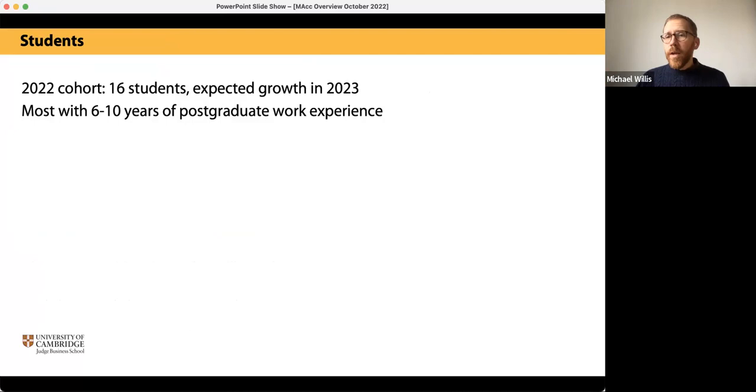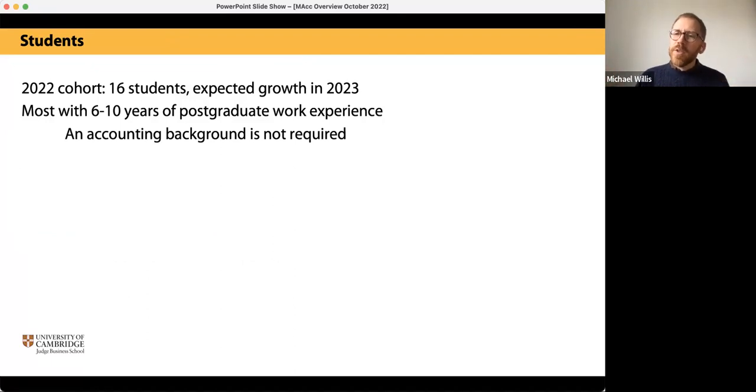Some have more. We have students who are much more senior than 10 years of work experience, with students with 20, 25 years of work experience. We have students with less than 6 years of work experience. But we're very careful to vet the students on those ends to make sure that they'll be a good fit for the program. It's not necessary that the student have an accounting background to succeed in the Master of Accounting program.